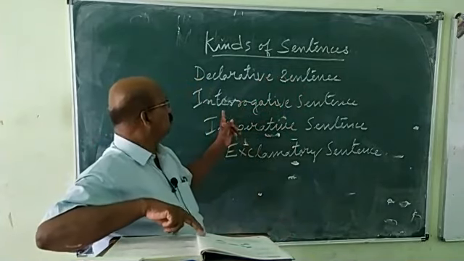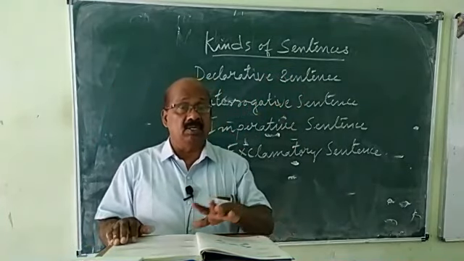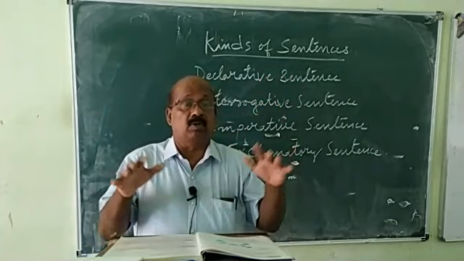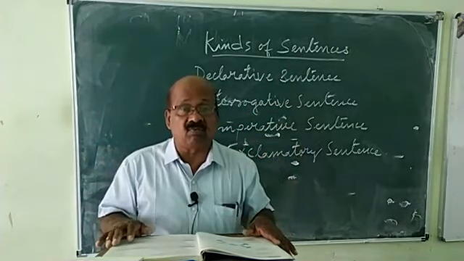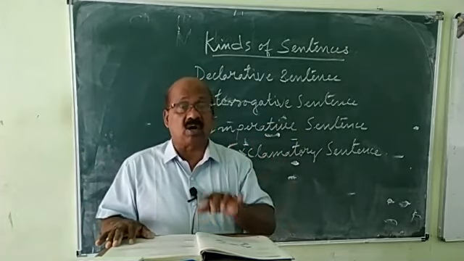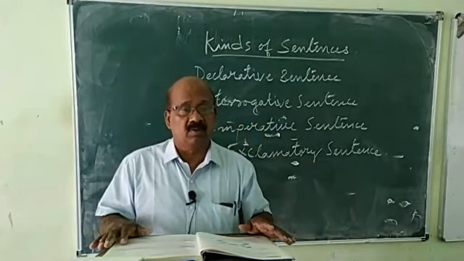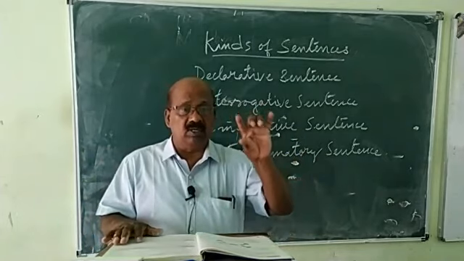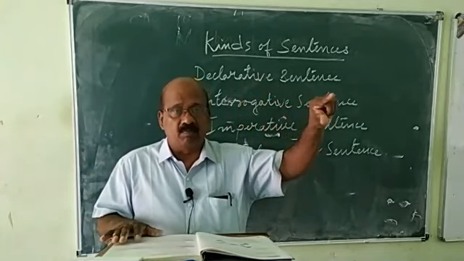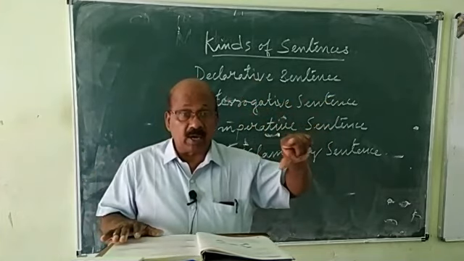Then coming to interrogative sentence. What's the meaning of interrogate? Interrogate means to question. Interrogating a thief, the sub-inspector, the police, interrogating the thief. So an interrogative sentence means a sentence which asks a question. Where are you going? How old are you? When do you get up? So it begins with the question word WH. Where are you going? Who is your teacher? Where is your home? When do you get up?